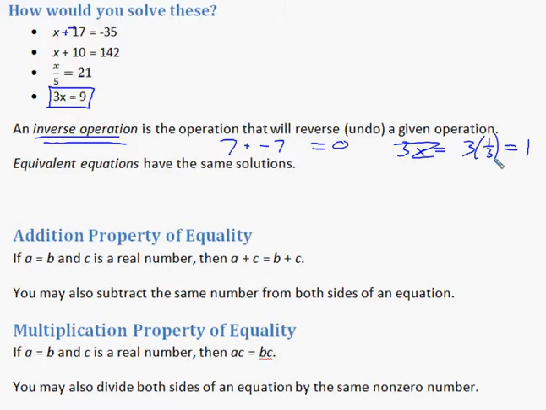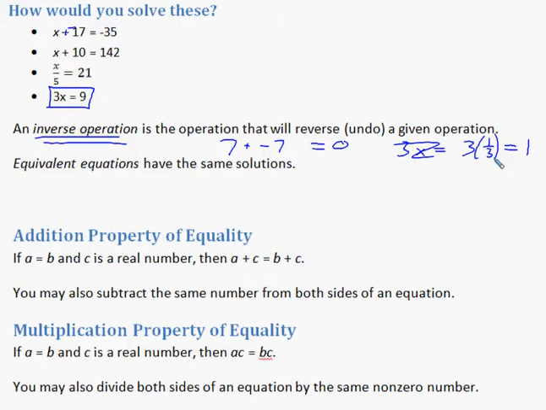Equivalent equations have the same solution. So really the idea behind this, and not as much in this one because these are just one-step things, is that we're going to do things to our equation that will make other equations that are equivalent, and those equations will have the same solution.